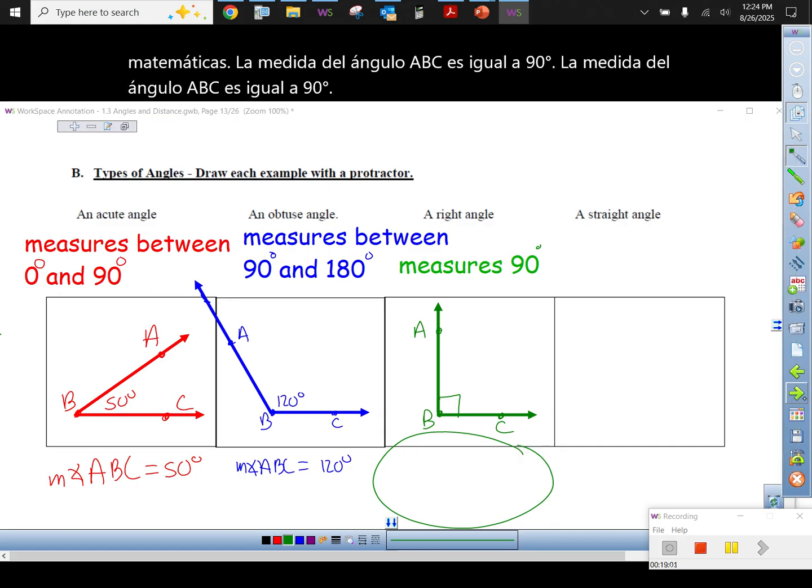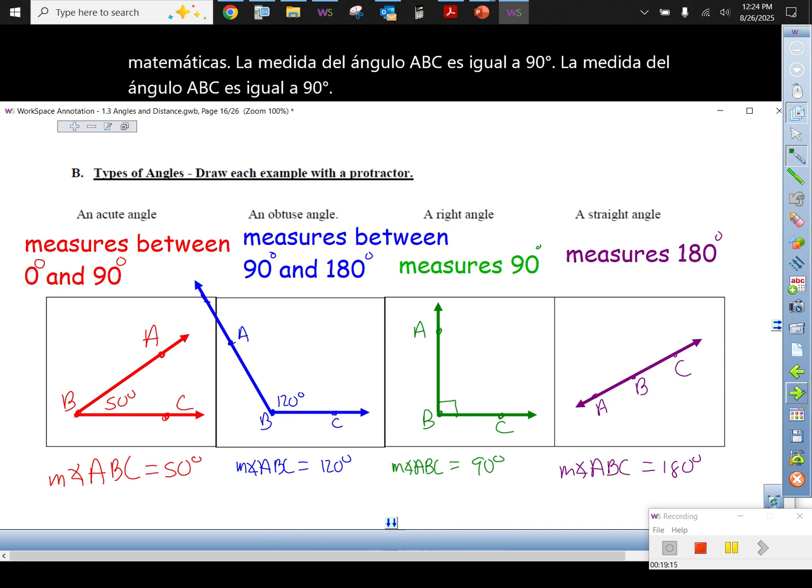And then what do you think about a straight angle? This is acute again, right? This is right. This is obtuse. Straight angle would be this. Measures how much? I'm going to draw it for you real quick. Measures 180. What's that look like? You said it, Kane. What is this? This is really a what? It's a line, right? It's just a line.